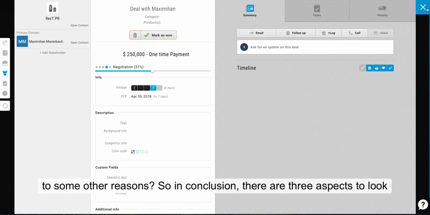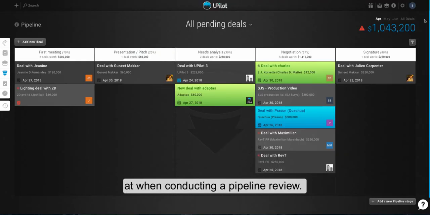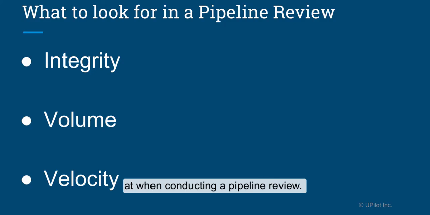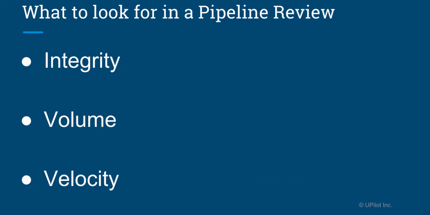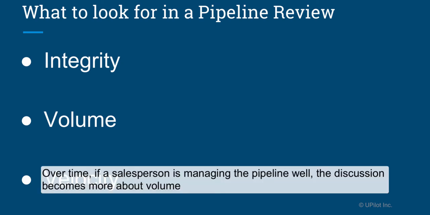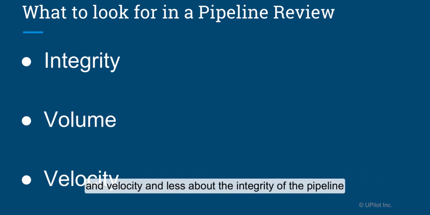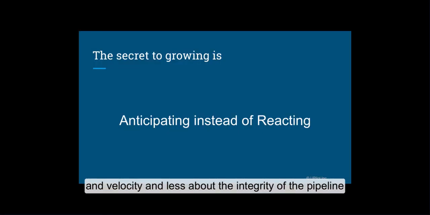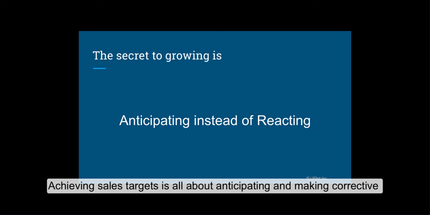So in conclusion, there are 3 aspects to look at when conducting a pipeline review: pipeline integrity, pipeline volume, and pipeline velocity. Over time, if a salesperson is managing the pipeline well, the discussion becomes more about volume and velocity and less about the integrity of the pipeline. Achieving sales targets is all about anticipating and making corrective actions on the 3 aspects above ahead of time.